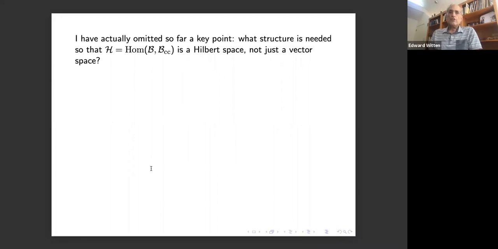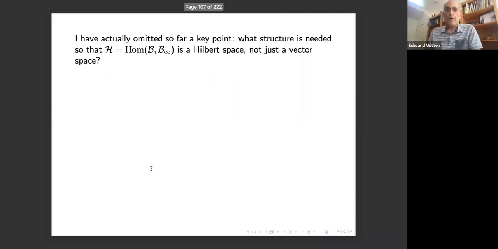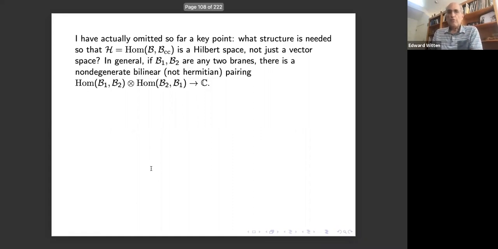Now, so far I've actually admitted a key point. What structure is needed so that Hom from B to BCC will be a Hilbert space, not just a vector space? Before I answer that question, in general, the case where it's only a vector space is also interesting. So in my paper with Gukov on branes and quantization, we considered non-unitary representations of SL2R, which come by this construction. And they're interesting, but they're not unitary. There are different kinds of interesting representations. But for today, we want to go to Hilbert space.